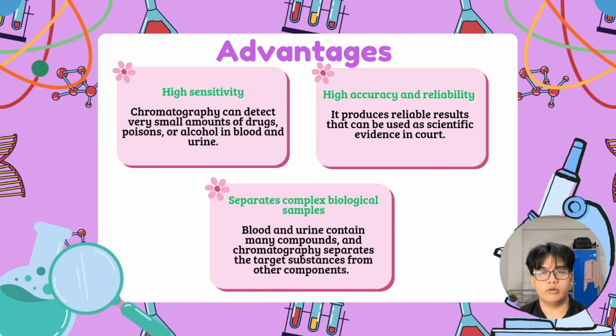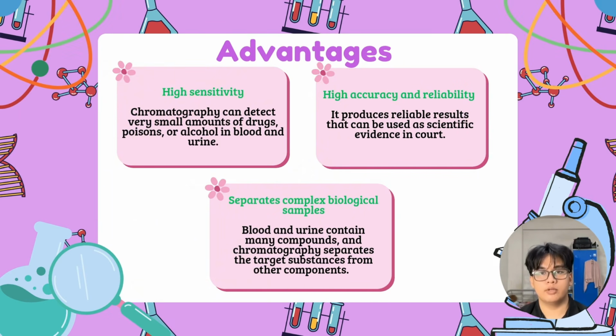So now we move on to the advantages of chromatography in forensic sciences. First of all, chromatography has high sensitivity, in which chromatography can detect very small amounts of drugs, poisons, or alcohol in blood and urine. And then, it has high accuracy and reliability, in which it produces reliable results that can be used as scientific evidence in court.